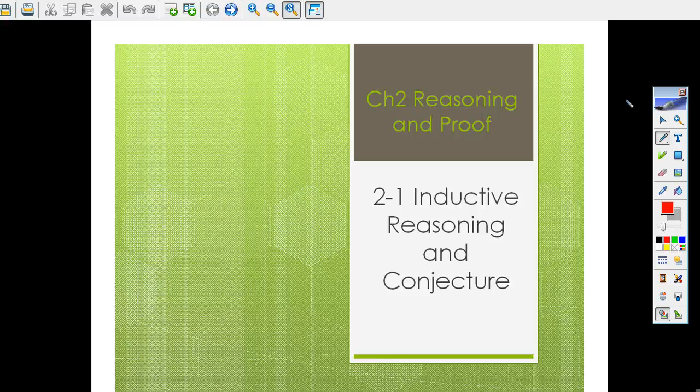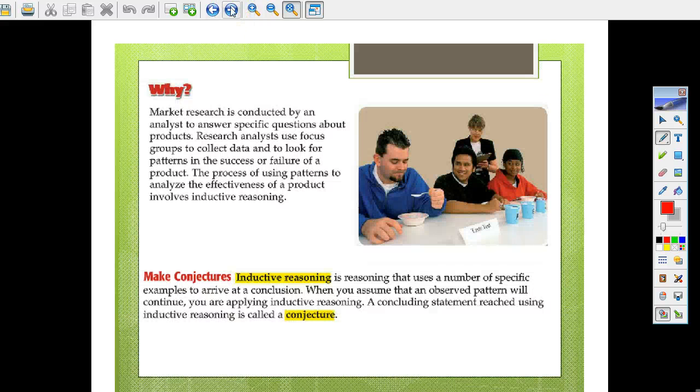This is Chapter 2, Reasoning and Proof, Section 1, Inductive Reasoning and Conjecture. Okay, so why are we learning about this? Market research is conducted by an analyst to answer specific questions about products. Research analysts use focus groups to collect data and to look for patterns in the success or failure of a product. The process of using patterns to analyze the effectiveness of a product involves inductive reasoning.